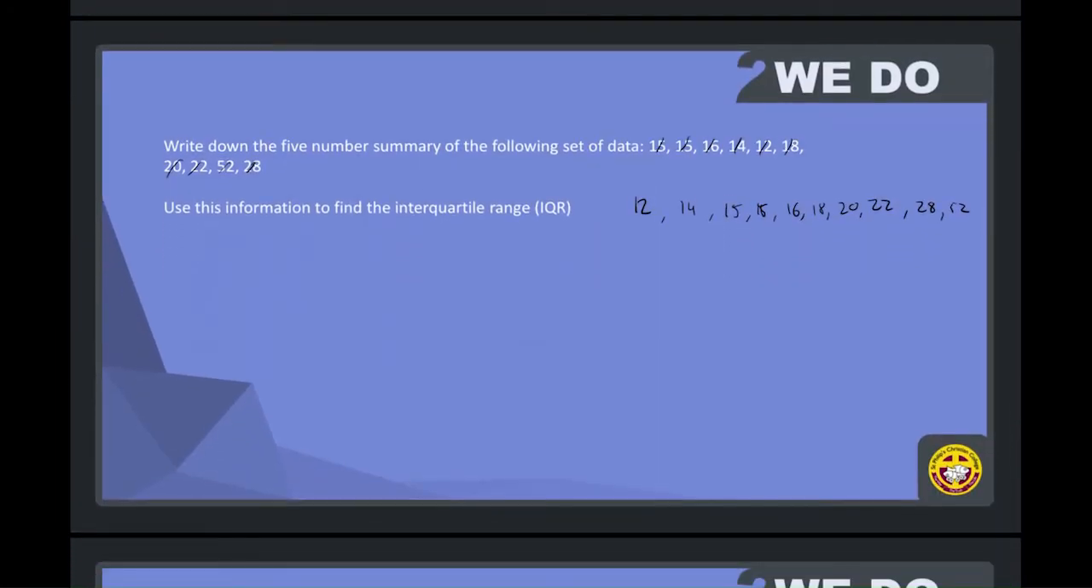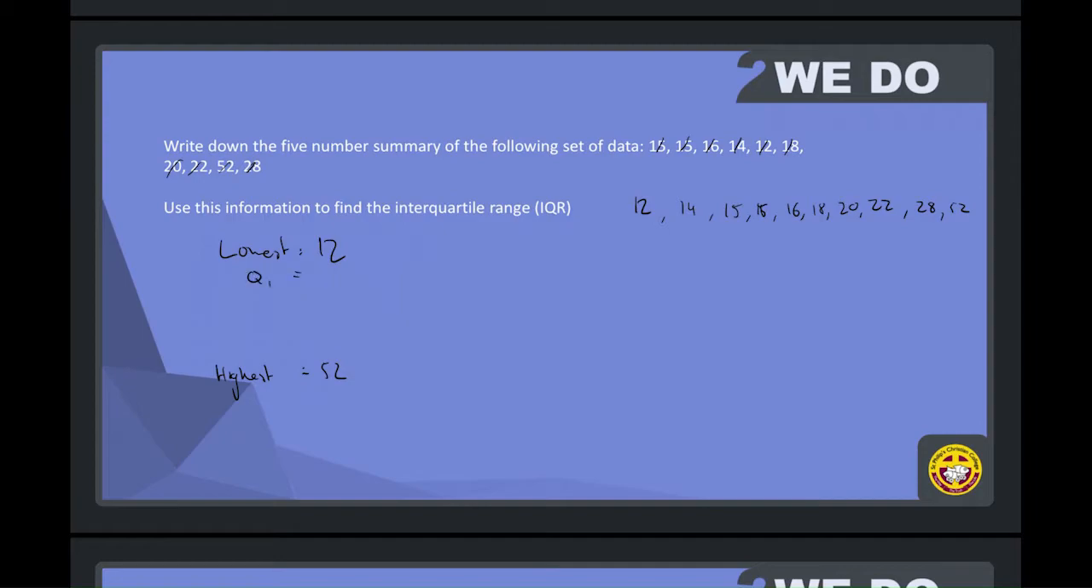Alright, let's have a go at doing that together. I'll get you guys to write this example down. I gave the question not in order, but in the interest of time, I've written it out here in order for us. We've got the lowest value is 12, and the highest is 52.